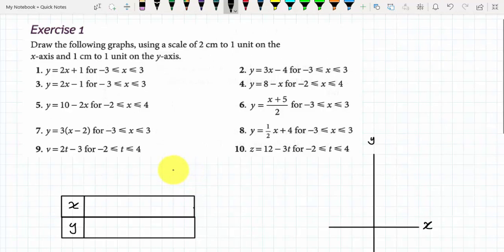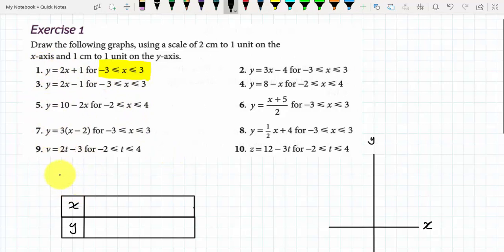This is Oxford Complete Mathematics for IGCSE students. Unit 7 is about graphs, and Unit 7.1 is about drawing the graphs of linear equations. Here we have some linear equations, and we need to draw the graph of each one in a given interval. Throughout the exercises, I'm going to give you some hints and remarks to help you do the graph of linear equations easily.